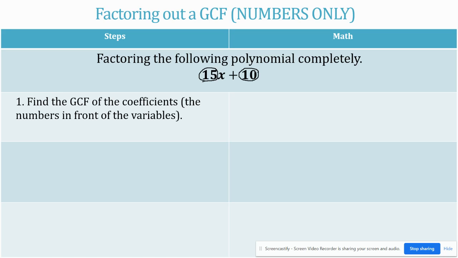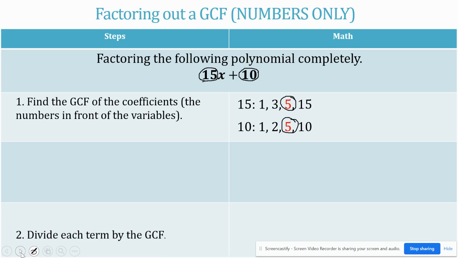So you have to list the multiples of 15. I'm sorry, not the multiples, my mistake. The factors of 15 and 10 and see the largest one they have in common. You might be able to do this in your head. If not, it's okay. Write down your factors and see which one they have the largest one. So the factors of 15 are 1, 3, 5, and 15. Of 10, it's 1, 2, 5, and 10. The largest one they have in common is 5. Okay? So that's the first step.